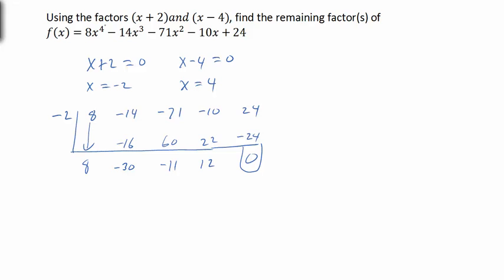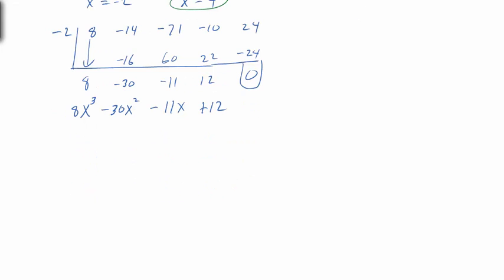Now, once again, we started here with an x to the fourth. So that means here this would technically drop down to x to the third. And our coefficient would be 8x cubed. And then we'd have a minus 30x squared minus 11x and our plus 12. Now, we know that x equals 4, so now we can divide by 4.